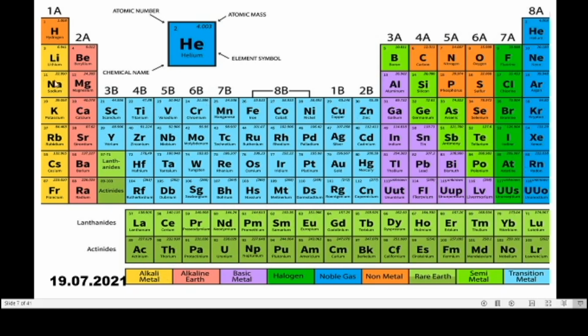Here they are noted by different colors. This row has the alkali metals. The yellow color is alkali metals, and then halogens are here. The green color is halogen, and the noble gases are here. The blue color is noble gases, and then the orange color is non-metal. So, based on the properties, the elements are arranged in the periodic table.